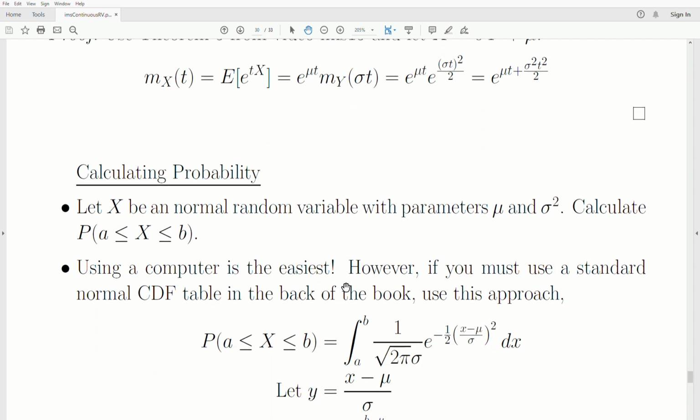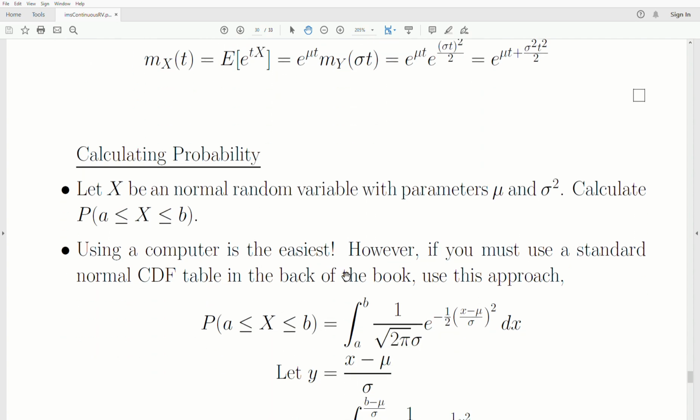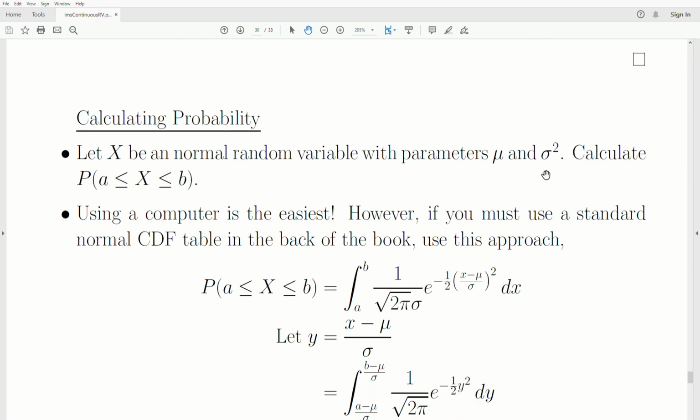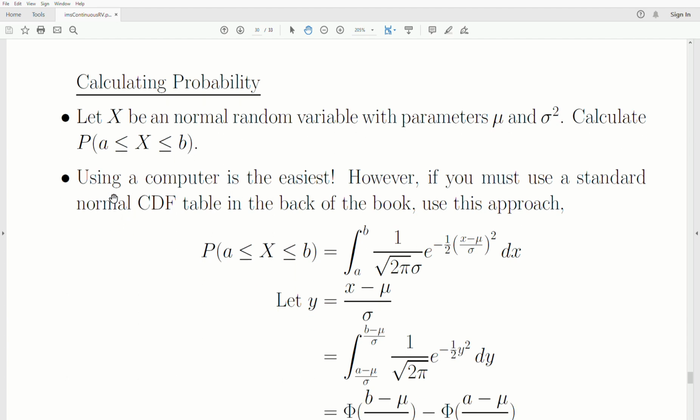Now, calculating probability in a normal distribution. Let X be a normal random variable with parameters mu and sigma squared. And we want to calculate the probability that X is between a and b. Now, first of all, using a computer is easiest, bar none. However, if you must use a standard normal CDF table in the back of a book, use this approach.